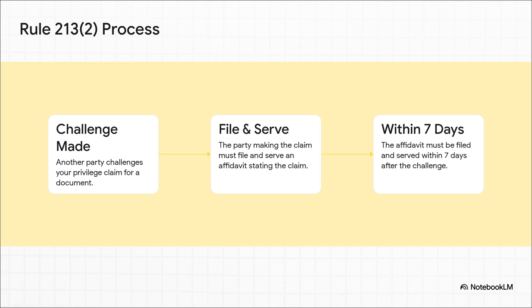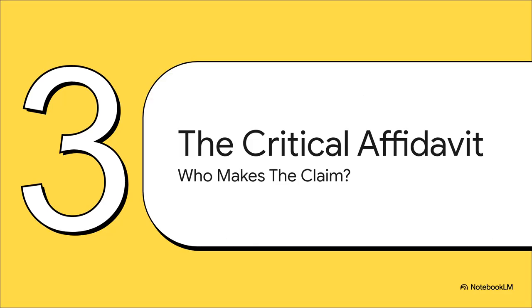It dictates that a challenge triggers a non-negotiable obligation on your part. You must file and serve an affidavit that properly explains the basis of your privilege claim. And the clock starts now. Under Rule 213, Subrule 2, you have exactly 7 days. And let's be crystal clear on this, that is 7 calendar days, not business days. If you miss this deadline, you are in breach of the rules and you're putting your client's privilege in serious jeopardy.